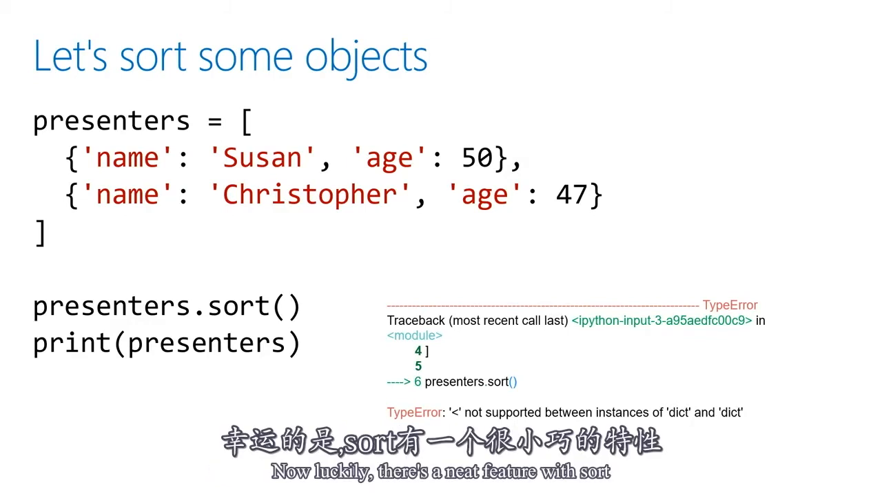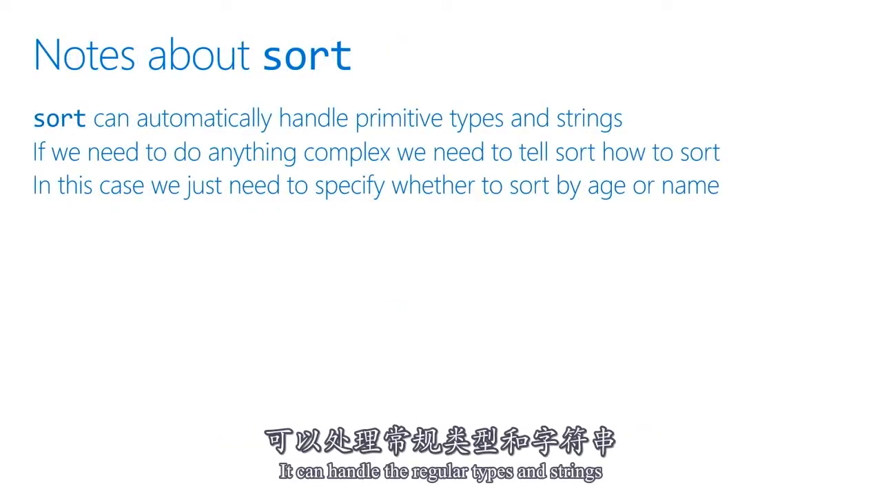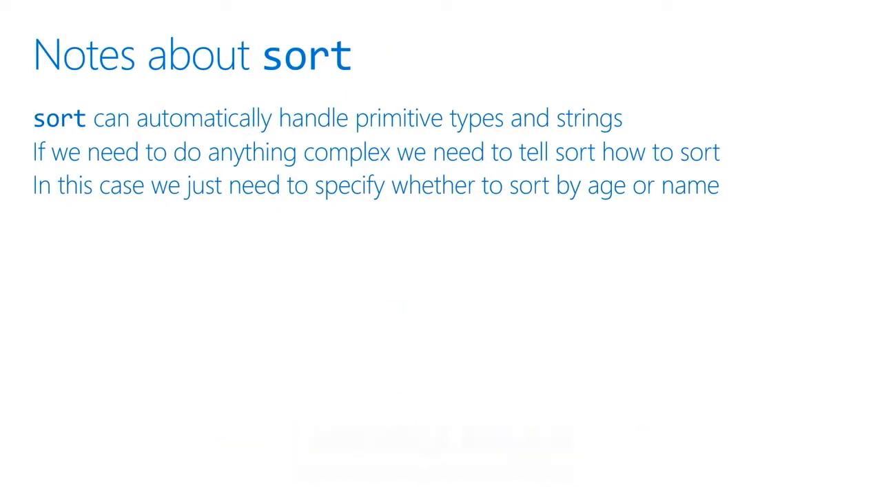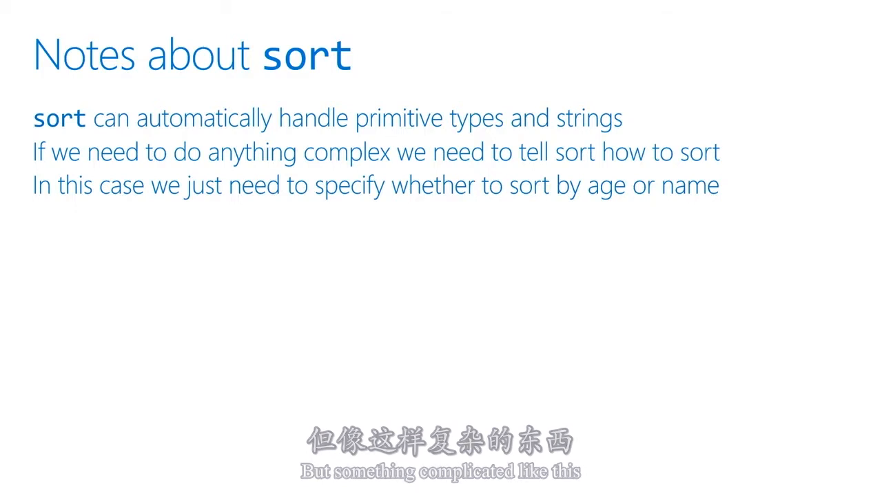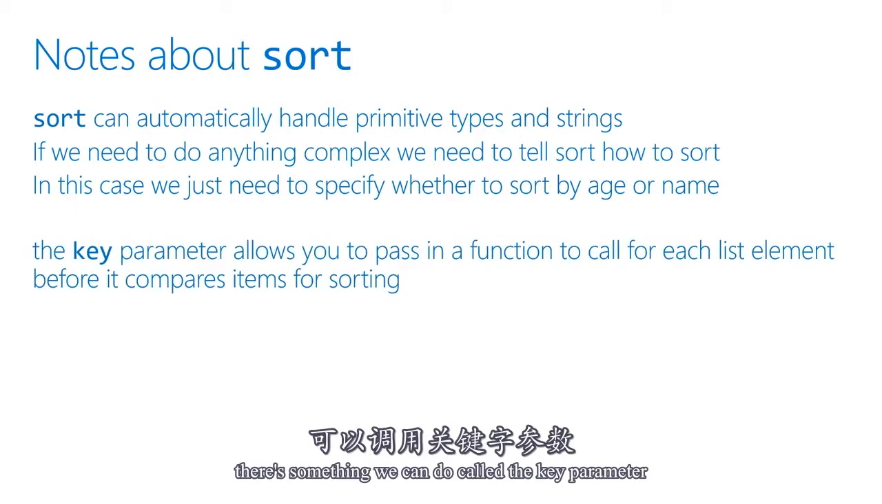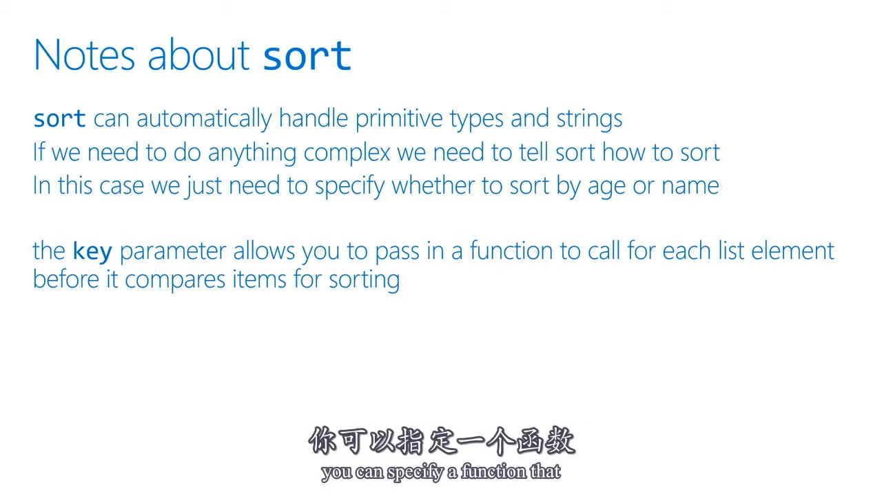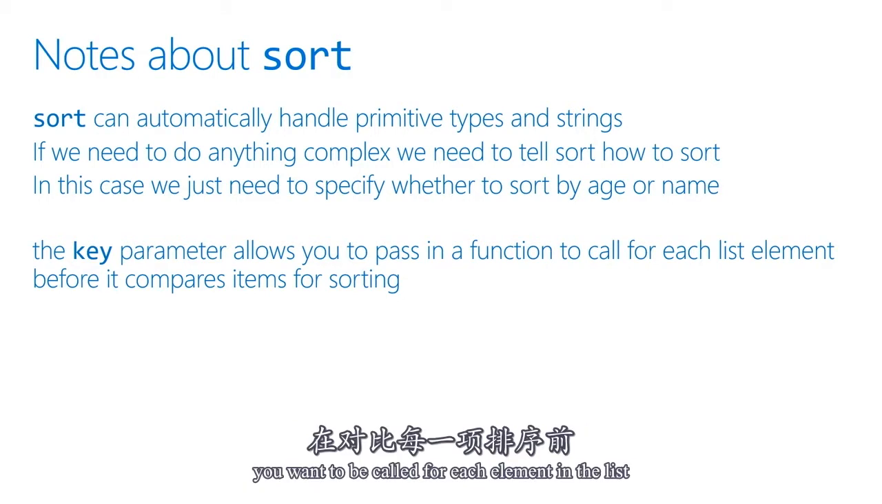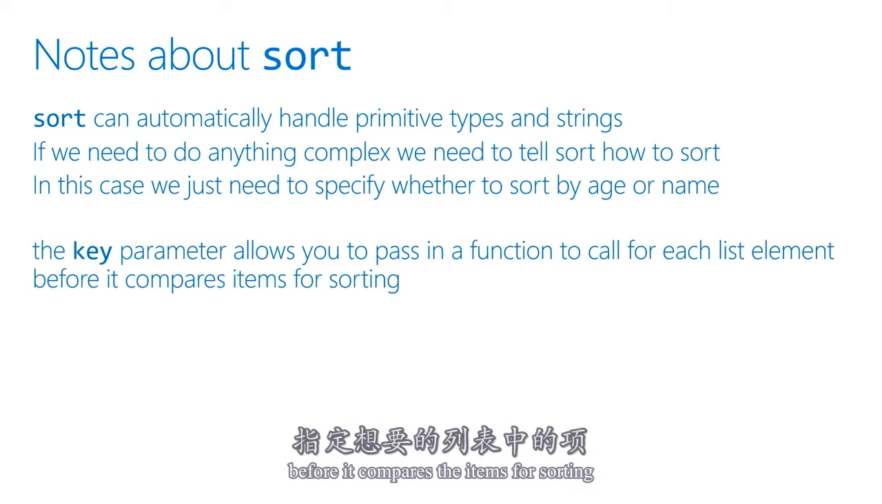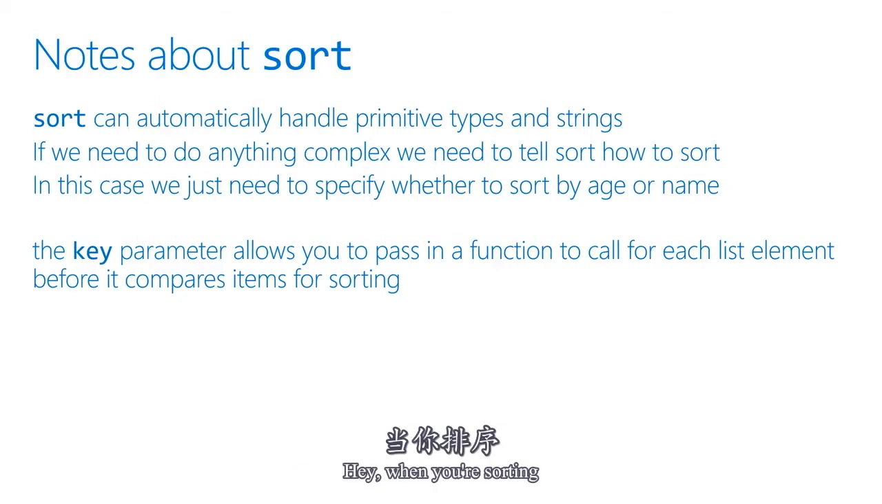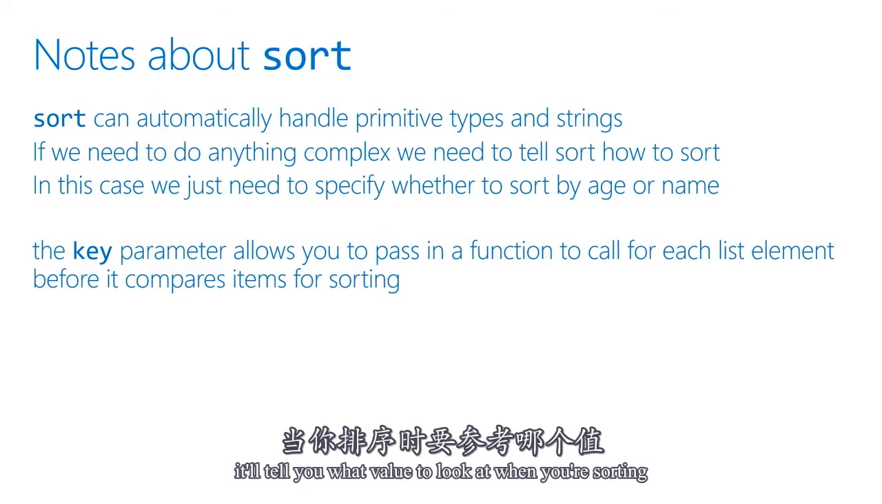Luckily there's a neat feature with sort. It can handle the regular types and strings, but in something complicated like this, there's something we can do called the key parameter. When you pass in a key parameter, you can specify a function that you want to be called for each element in the list before it compares the items for sorting. So basically it's a way for you to say, hey, when you're sorting, call this function. It'll tell you what value to look at when you're sorting.